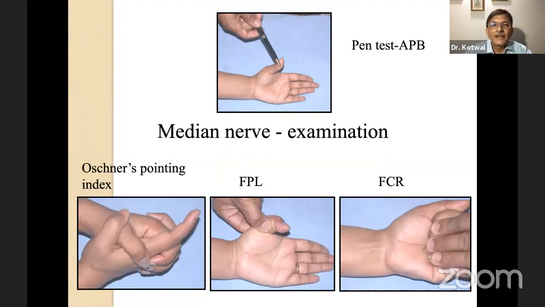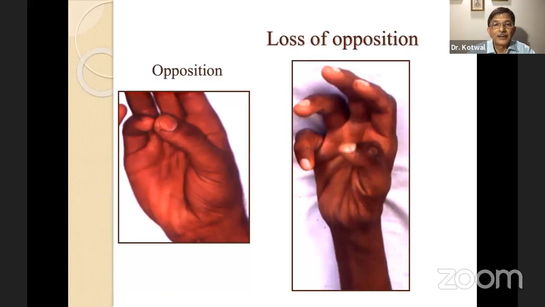Then there are various tests, the pen test, by which they are testing the integrity of the abductor pollicis brevis. Then you have the pointing index finger test, because there is paralysis of the flexors here supplied with the median. Now the patient will not be able to flex it completely. Then you test for the flexor pollicis longus and the flexor carpi radialis against resistance. When the patient is asked to flex their wrist, you can feel or see the muscle if it is intact. Otherwise, the patient will not be able to do that.